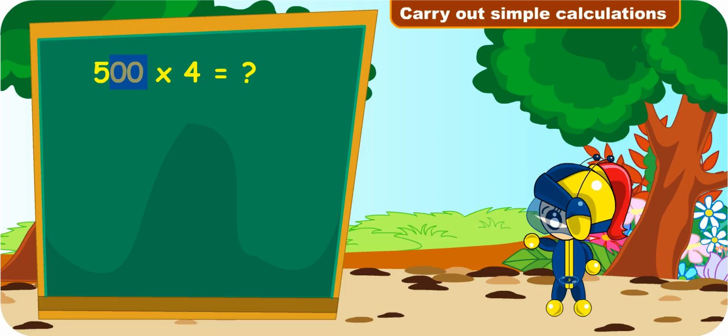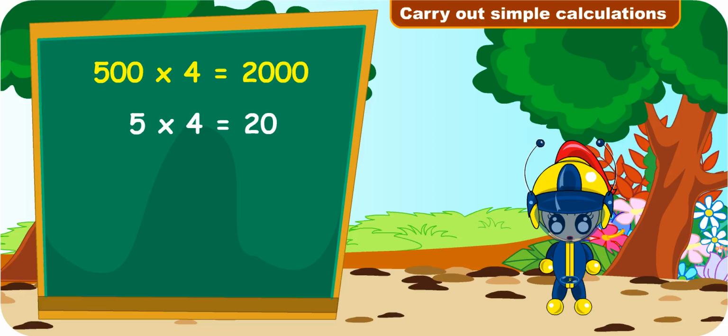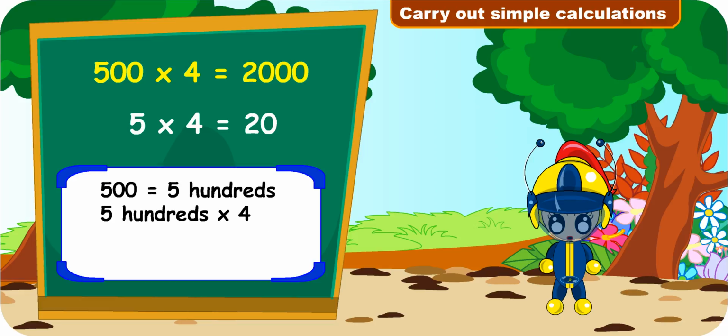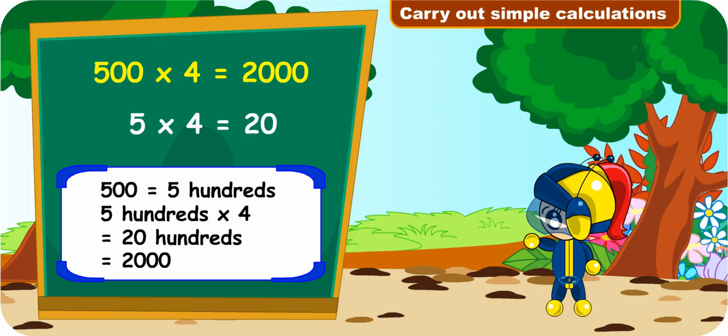I have to ignore the 2 zeros in the number 500 and find the answer to 5 times 4, which is equal to 20. Now I shall write the 2 zeros after 20 and I get 2000. So 500 times 4 equals 2000. Let's double check. When 5 hundreds multiply by 4, I get 20 hundreds, which is equal to 2 thousands. Therefore, you're correct. Teacher, the trick is fun and useful.